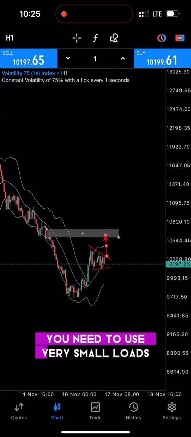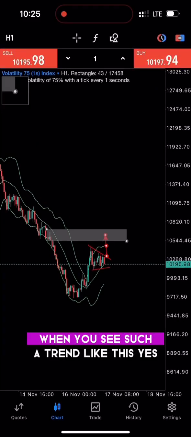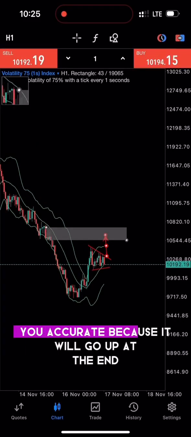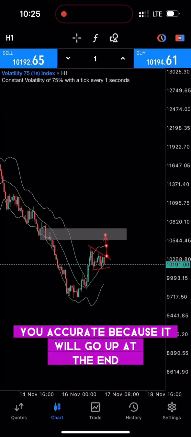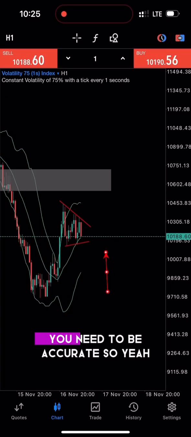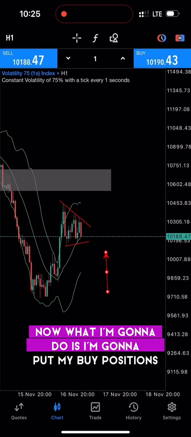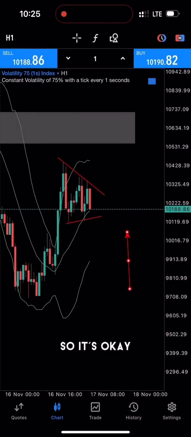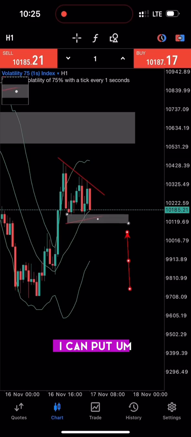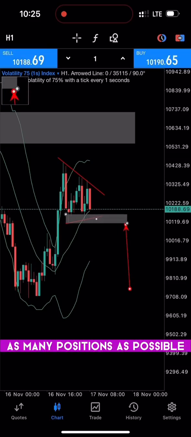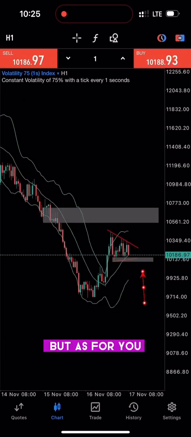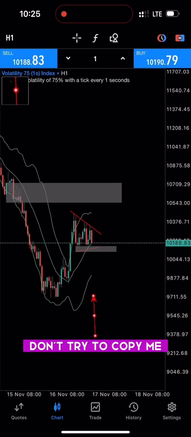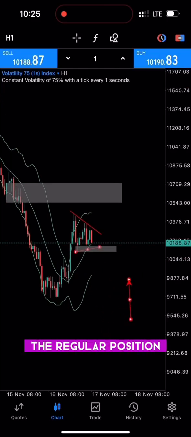You need to use very small lots when you see such a trade. Yes, you'll be accurate because it will go up at the end, but you need to be accurate here. So now, what I'm going to do is put my buy positions. I have no worries because my account is big. I've managed to put it to 1000, so it's okay. I can put as many positions as I can. But as for you, don't try to copy me here. Just put the regular position, the smallest one.